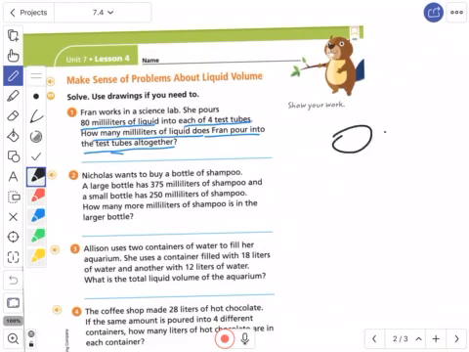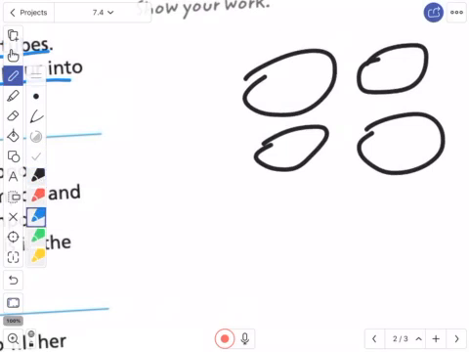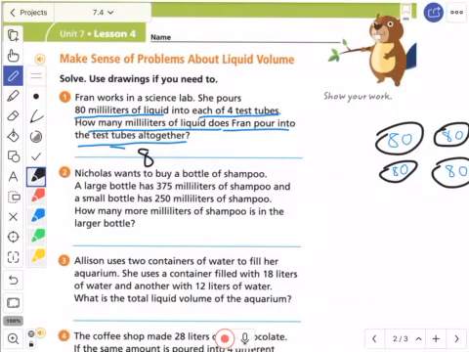So I'm just going to draw a picture. If I imagine that in each of these test tubes she pours in 80 milliliters: 80 milliliters in there, 80 milliliters in there, 80 milliliters in there, and 80 milliliters in there. Oh, well, this is multiplication. So for this first one, I'm going to be doing 80 times 4 equals, and know that 8 times 4 is 32, and then add the 0, so 320 milliliters. And this is an example of what you can do for this today.